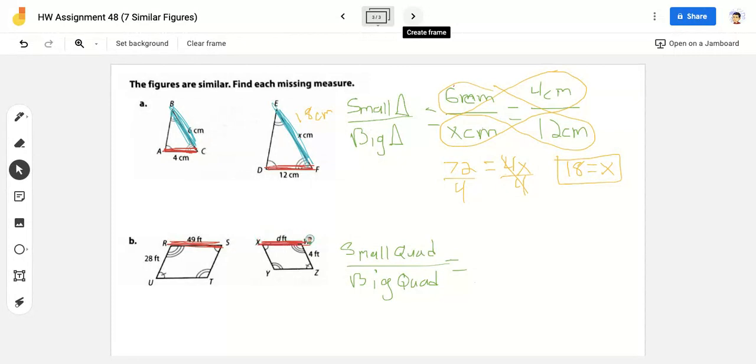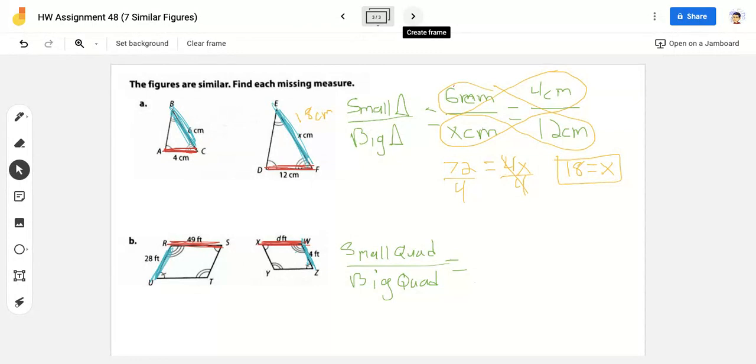And side RU seems to correspond. It doesn't correspond to this side right here, so don't get tricked by that. But it actually seems to correspond to this side right here. Notice how I have a 3-line angle, a 1-line angle, a 3-line angle, 1-line angle. So those do correspond to each other. So let's go ahead and write this one out.